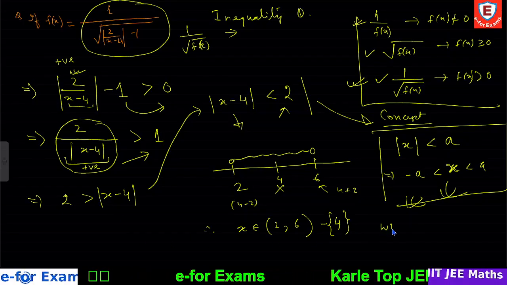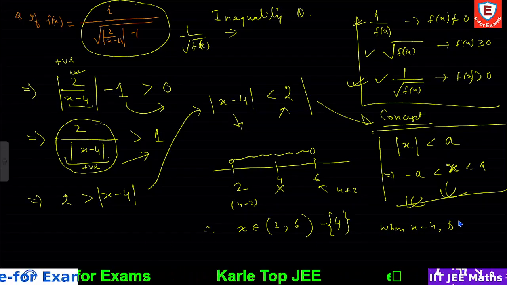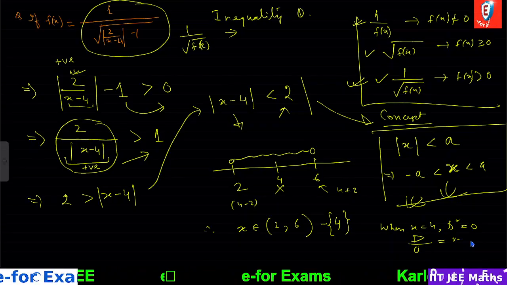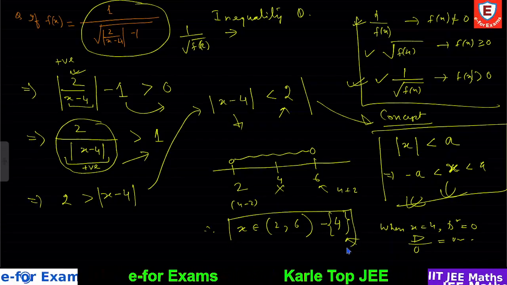2 to 6, but this 4 cannot be included. Why? Because when x equals 4, the denominator becomes equal to 0, and anything divided by 0 is undefined, so 4 should be excluded, right?